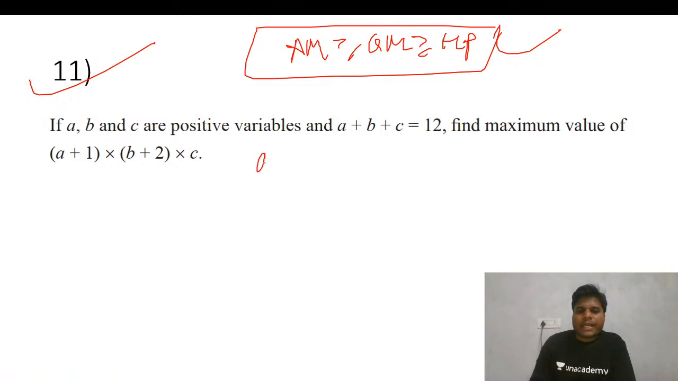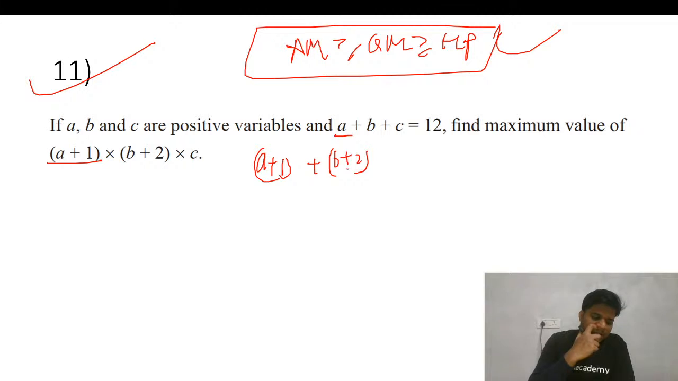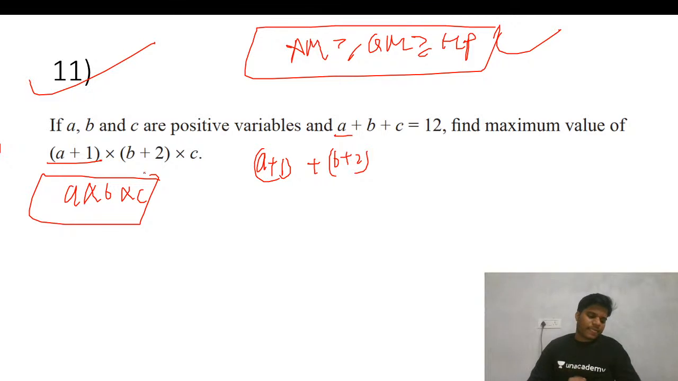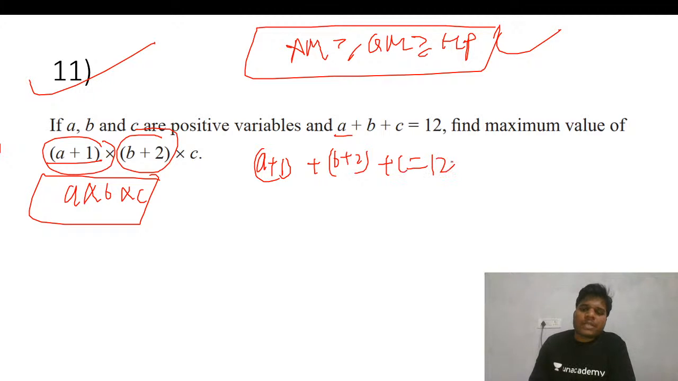So what we will do, a plus 1, b plus 2, a equals b equals c. That is for when this is a, b, c. But this is not a, b, c now. We have to convert it into this form. So that's why 12 plus 3, that is 15.